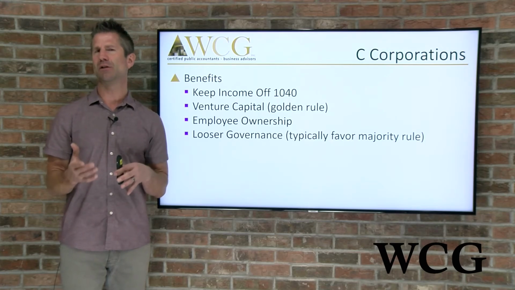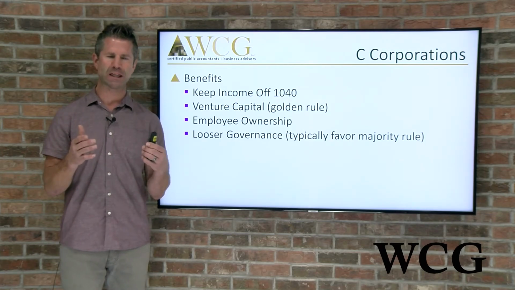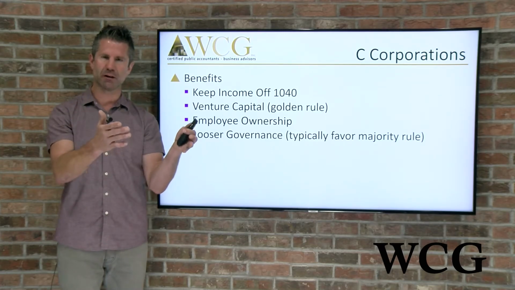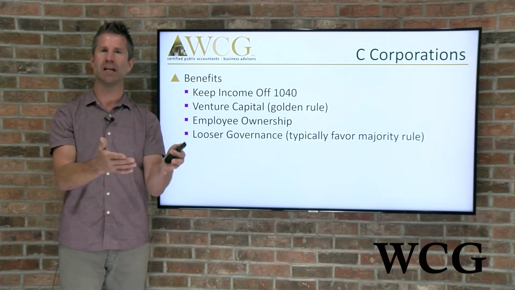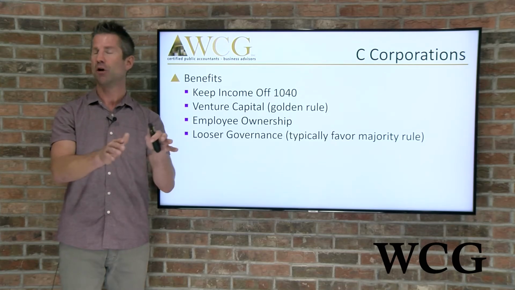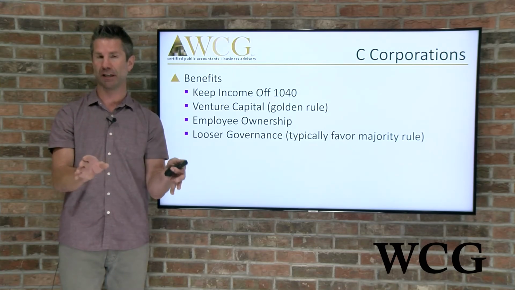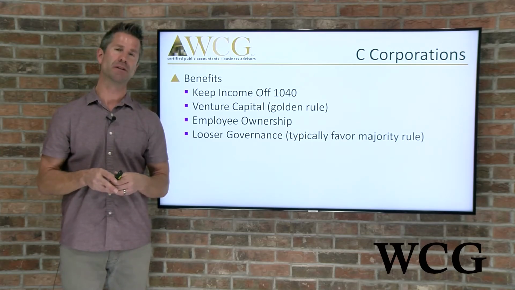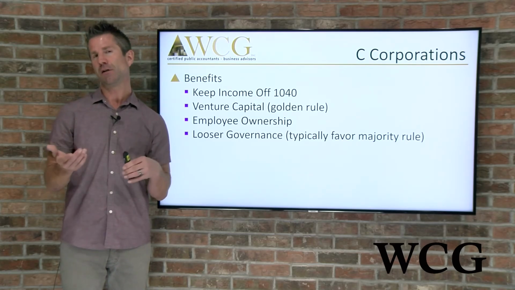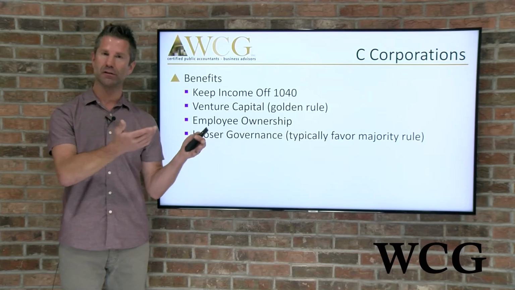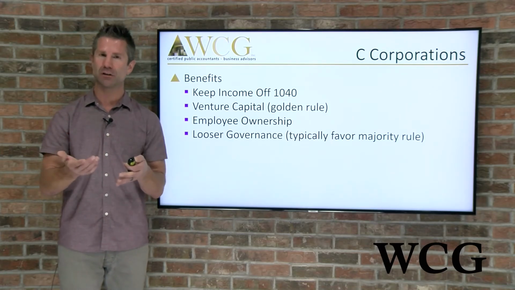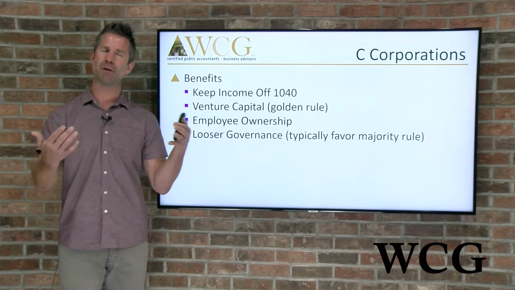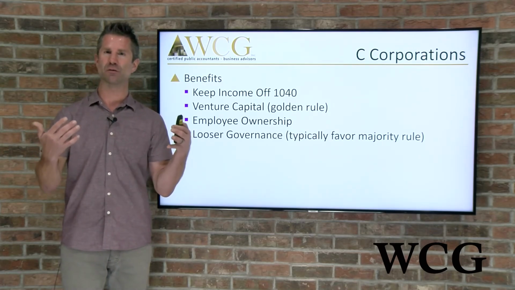And there seems to be looser governance. With an LLC, you have articles of formation or organization, and then you have an operating agreement, which can be very robust and typically is very robust, especially if you have multiple people owning your business with you. C corporations have articles of incorporation, bylaws, and shareholder agreements, and they just seem, from our experience, to be not as rigid.